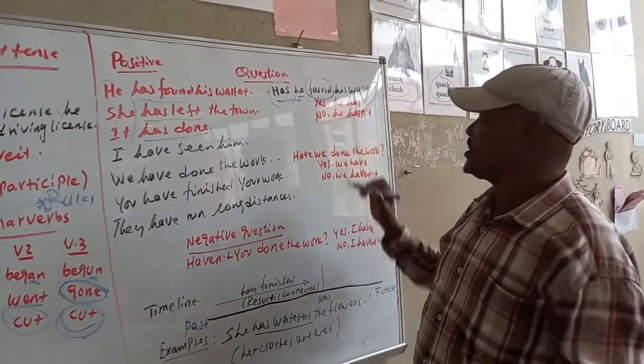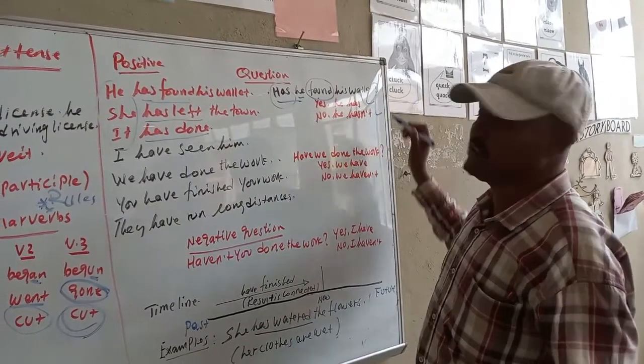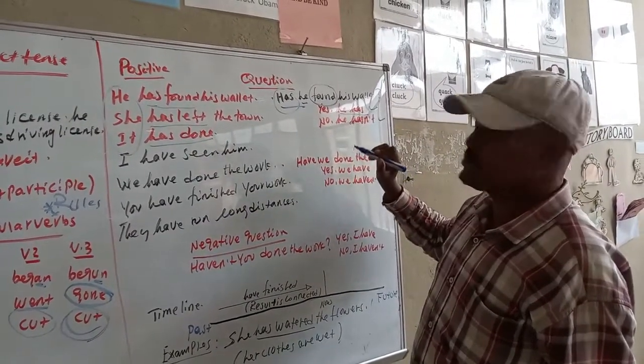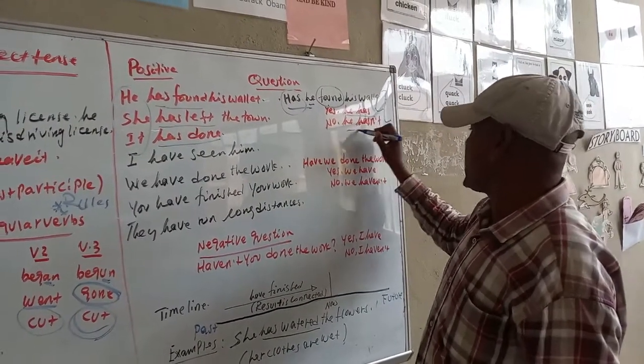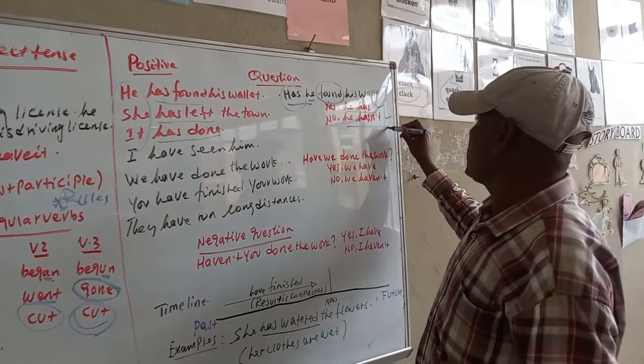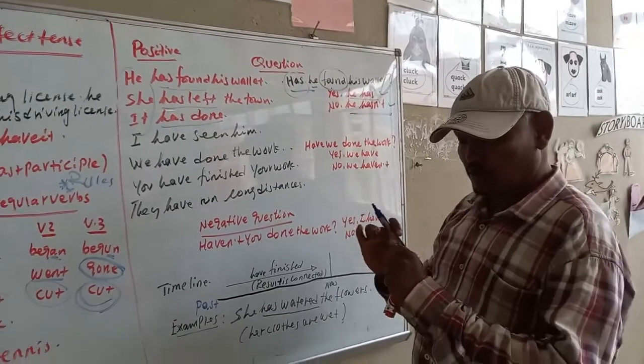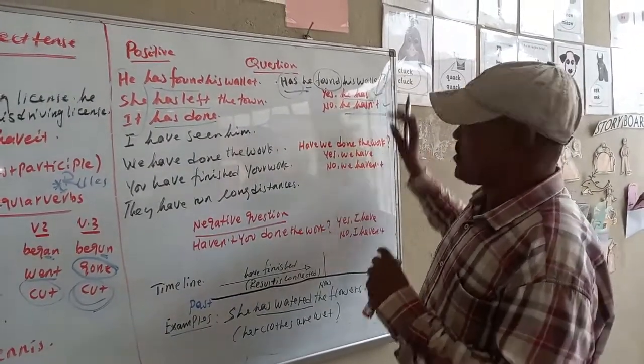So the response is either positive or negative. It depends. If it is positive, yes he has. If it's negative, no he hasn't. No he hasn't found his wallet. ቦርሳውን አላገኘም ወይም የእጅ ቦርሳውን አላገኘም ነው። He has found his wallet.